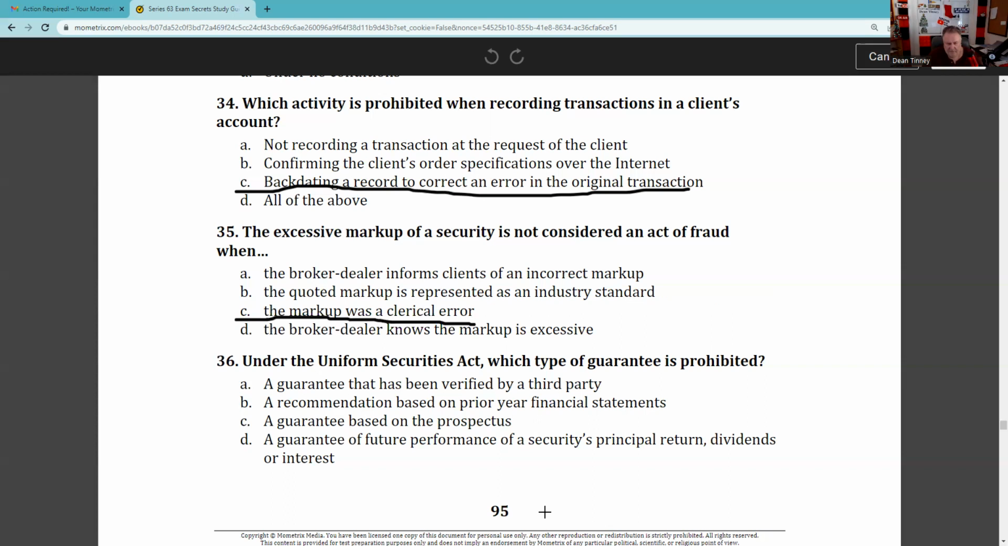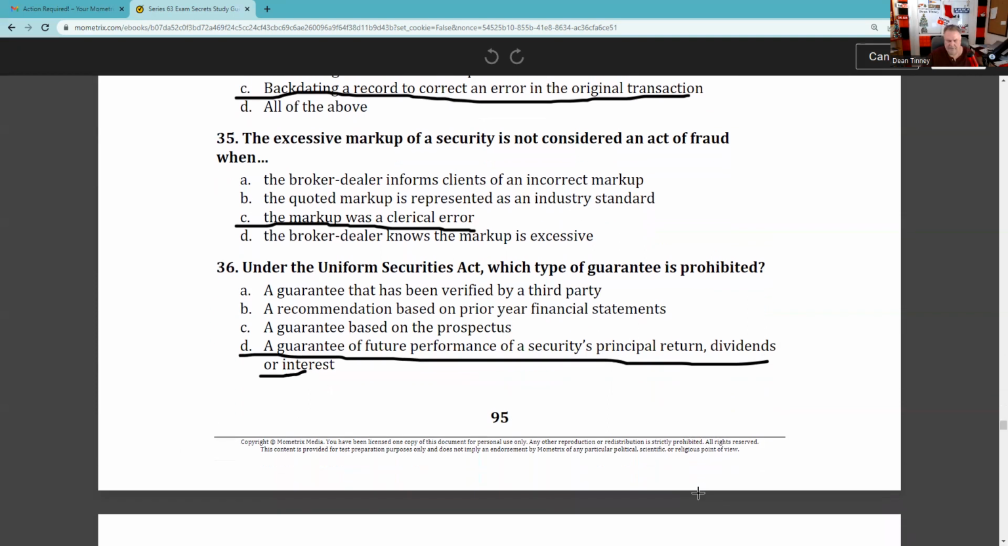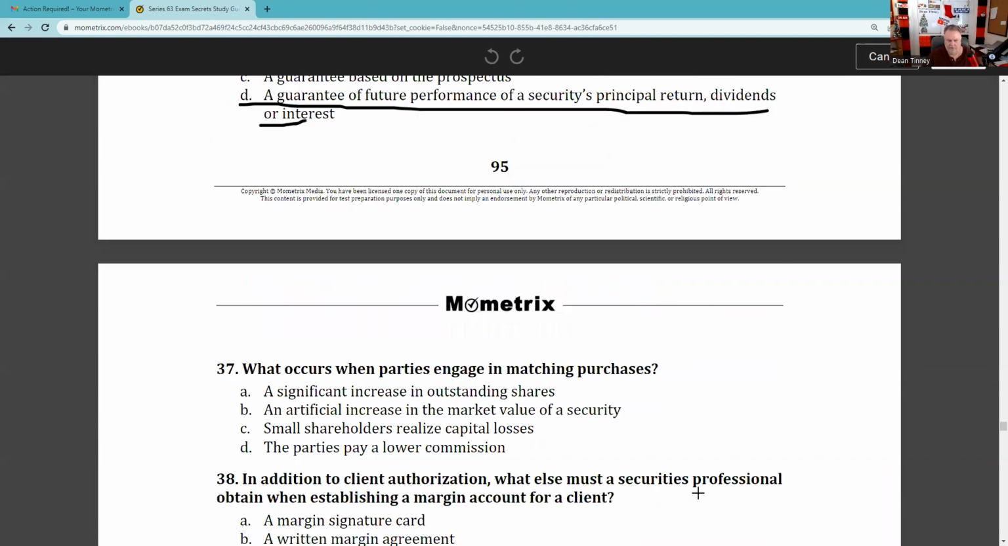A guarantee based on the prospectus. I'm not sure about that. I don't know under what circumstance there'd be a guarantee in the prospectus unless, again, it's a security with a put provision or something like that. A guarantee of future performance, and now that clears it up for me. I said my crystal ball is broke. We should be able to say in our sleep that past performance is not indicative of future results. So that took care of that one for me. The answer 36 is D.